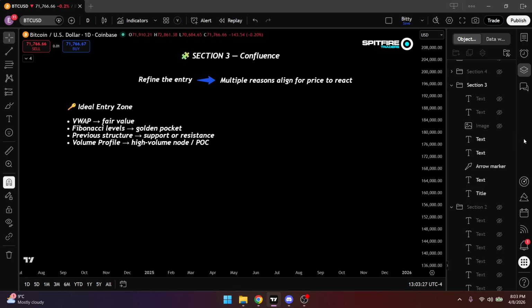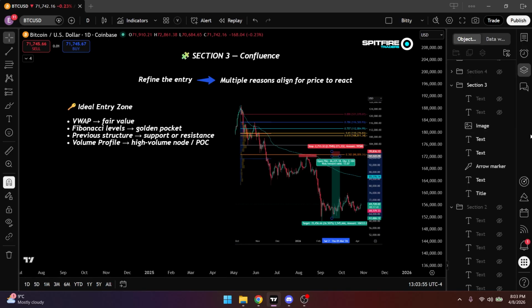The best entries usually happen when price pulls back into VWAP, fair value, Fibonacci levels such as the golden pocket, previous structure, support or resistance, or volume profile such as a high volume node or a point of control. This creates a high probability area where buyers are likely to step in.